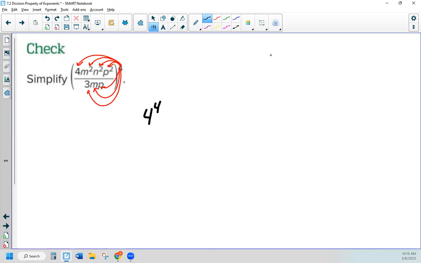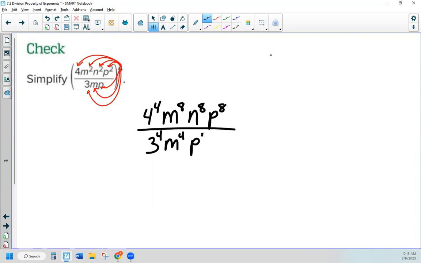So 4 gets a power of 4. M that already had a power of 2 now gets multiplied by 4. So that power becomes 8. N also becomes 8. P becomes 8. And before I continue, as a reminder, yes, you could have simplified it before. And if you did, kudos to you for taking a different route. M to the 4th power, P to the 4th power.